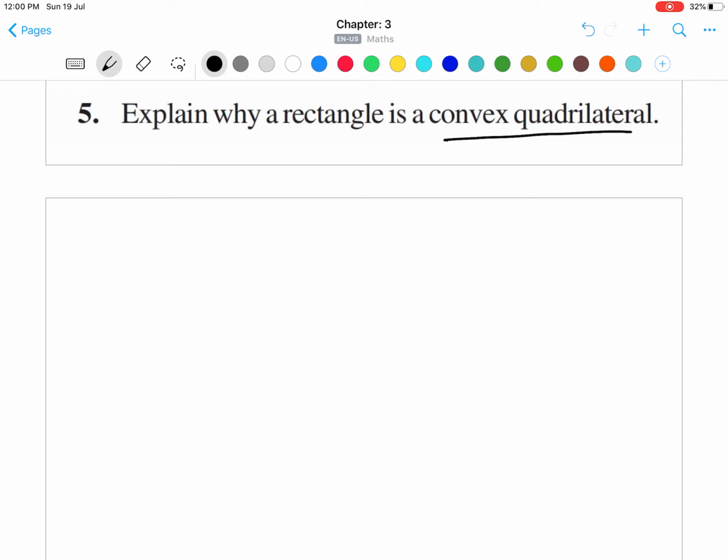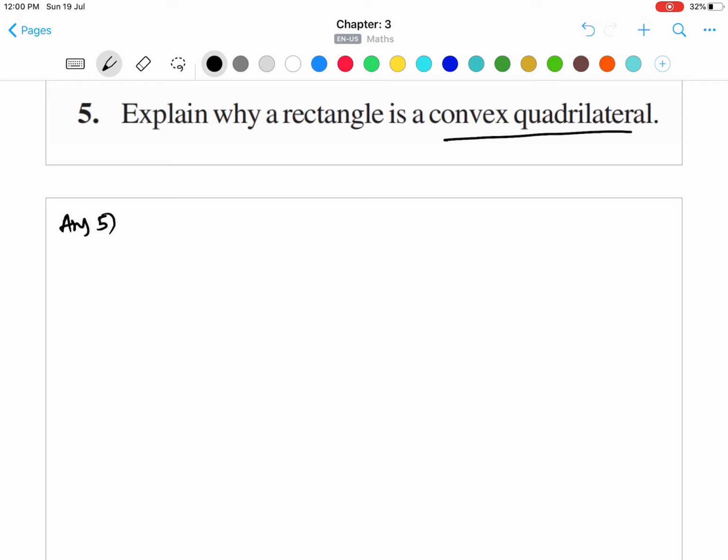So when we draw a rectangle, let's say this one, and draw its two diagonals, this one and this one, you will find that both the diagonals are lying in the interior. Nothing is outside of these four sides. That's why this is called a convex quadrilateral.